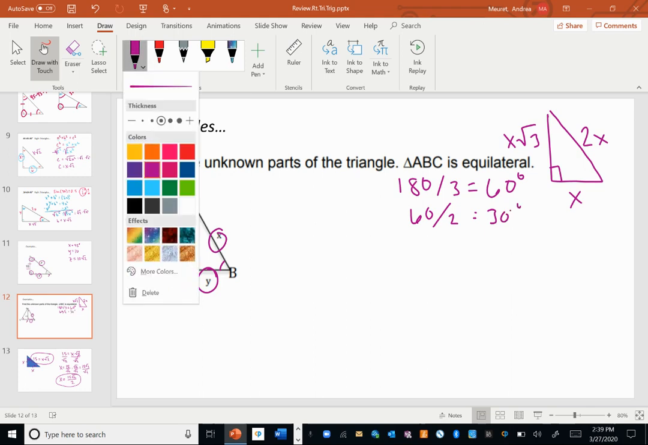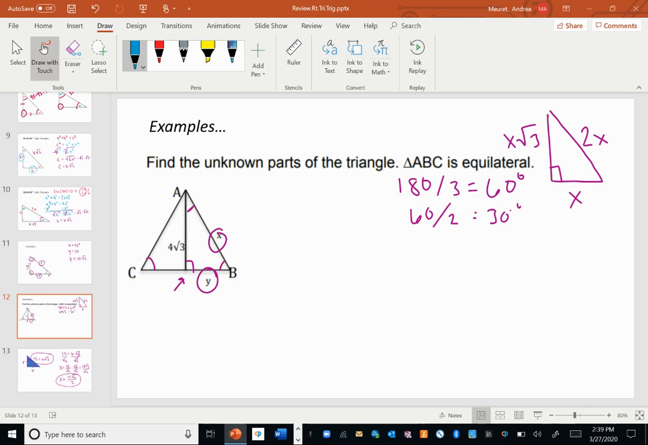So now for the work to figure out the sides x and y. I'm going to take this right side of the triangle and just make my own diagram and fill in what I know. 60 degrees, 4 root 3, and 30 degrees. And so here we go, looking at the relationship between the long leg, the short leg, and the hypotenuse.